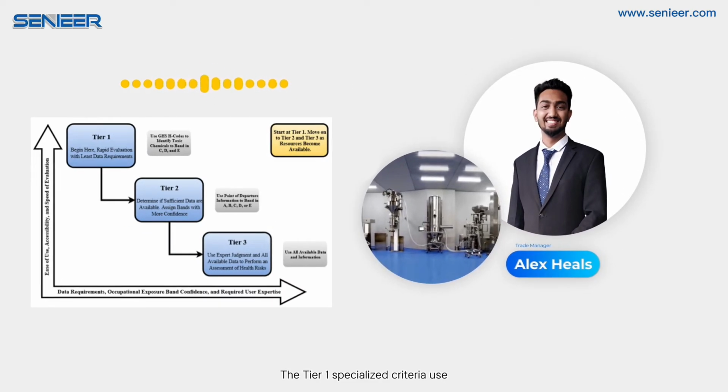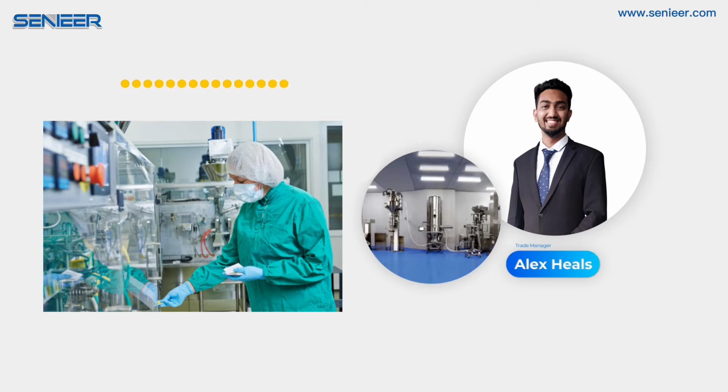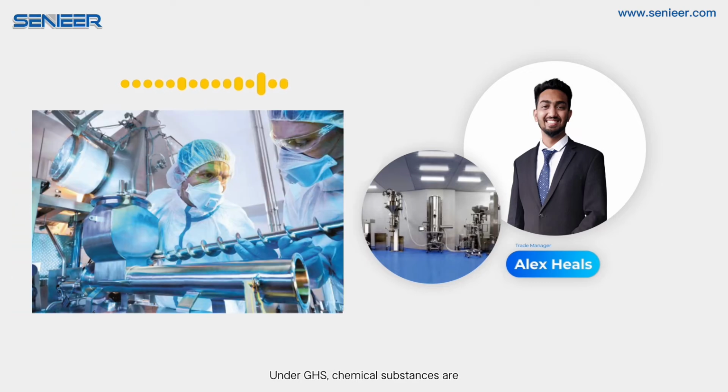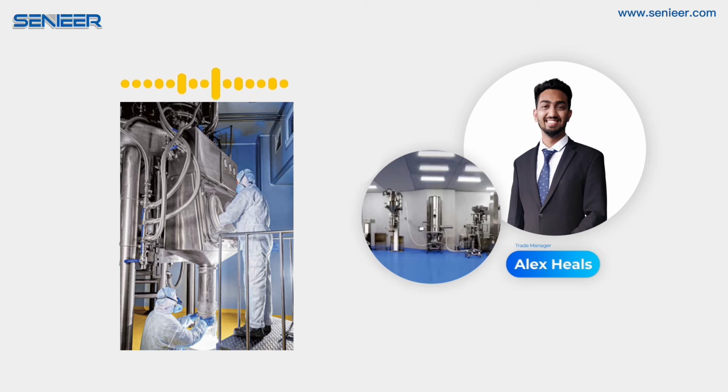The Tier 1 specialized criteria use hazard statements, H-codes, and orders of GHS, which cover the most dangerous chemical substances and give an introductory approach of communicating hazard related to chemical exposure. Under GHS, chemical substances are assigned standardized H-codes and orders grounded on their known toxicological characteristics. UNECE 2015. Tier 1 relies on the use of this information to assign OEBs.